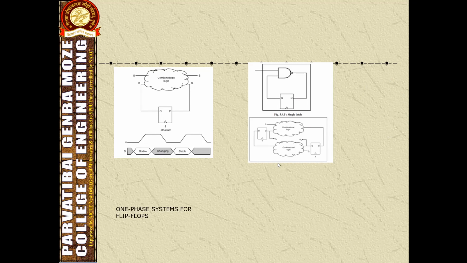Here we can see there is a relationship between the delay through the system and the clock signal. As long as the latch clock signal is high, the latch is transparent. The improved architecture of the two-phase clocking system is shown in the figure.